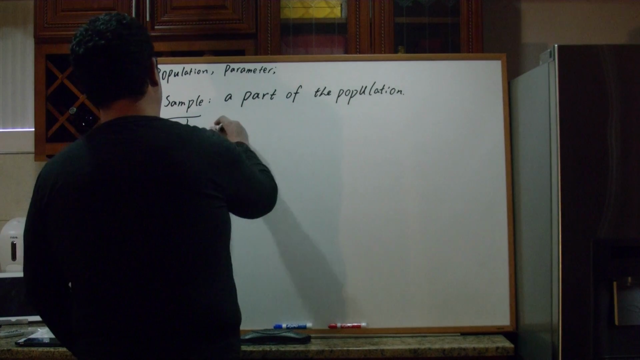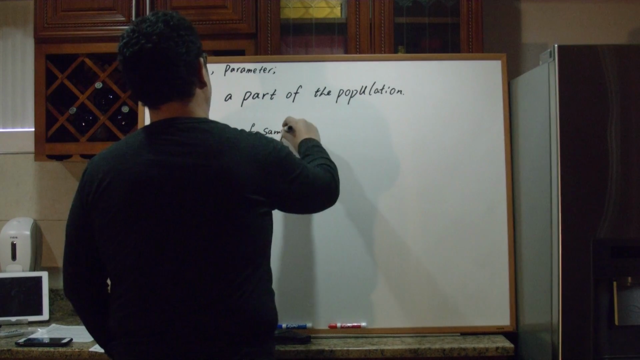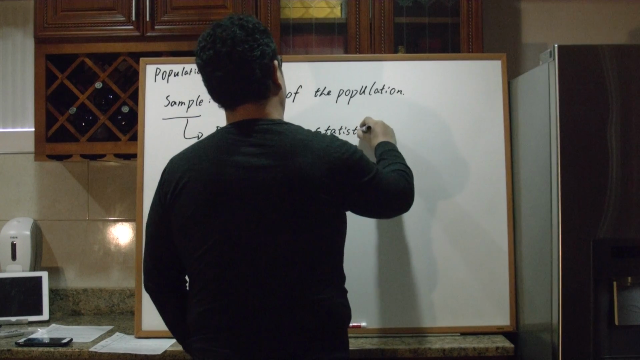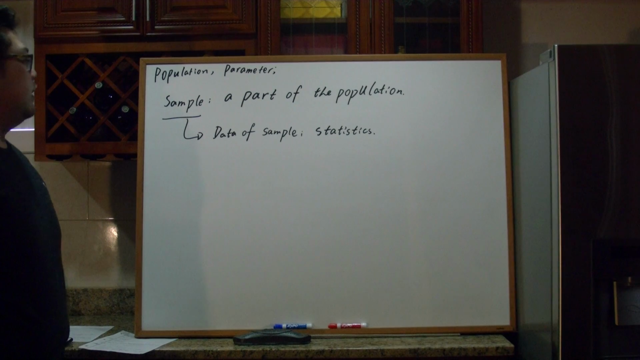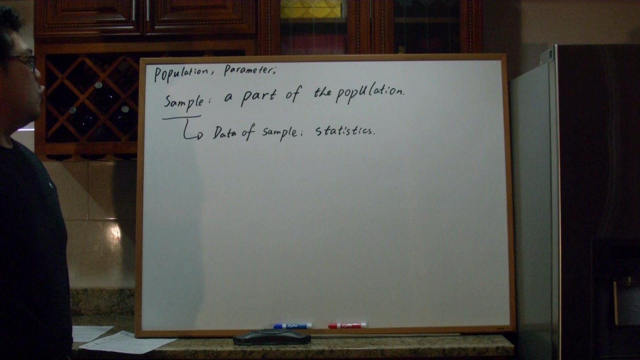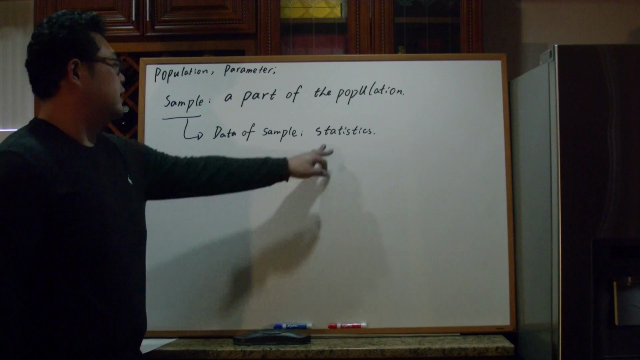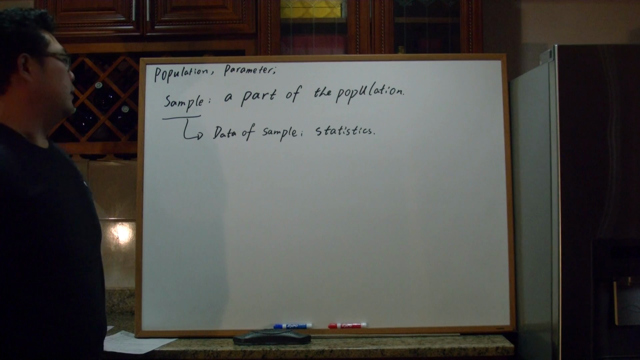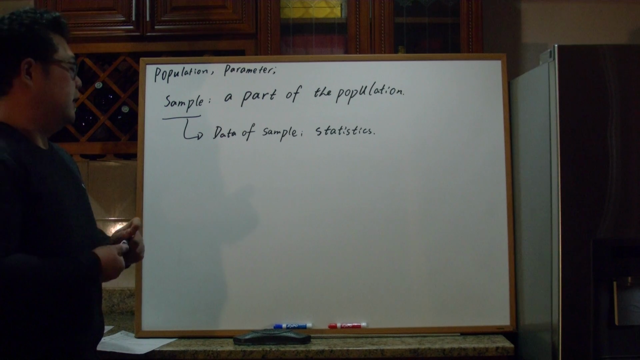Right. Then the data of a sample is called statistics, right? So that is where our topic, or where our course, is coming from. There is the name. The statistics is the data of the sample, right? Which the sample is part of the population.